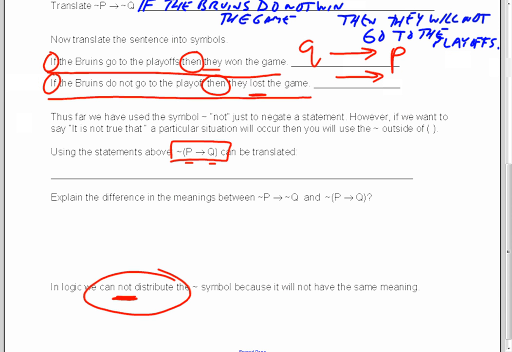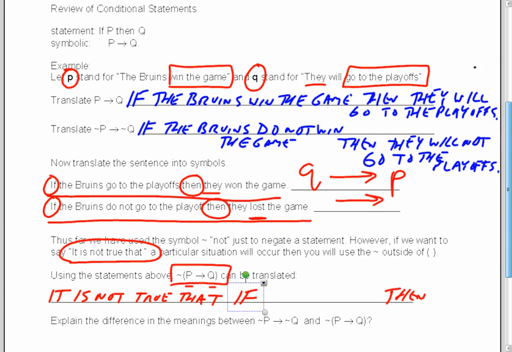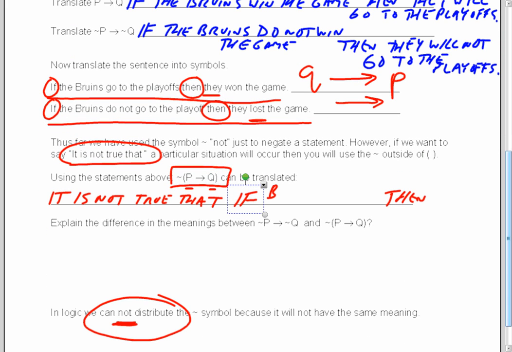The way we would write this is with the phrase, it is not true that. It is not true that. And then you just write out whatever you see inside of that parentheses. So P implies Q is just an if-then statement. And we just go back to our beginning variables, which are Bruins win the game, they will go to the playoffs. If Bruins win the game, then they will go to the playoffs.